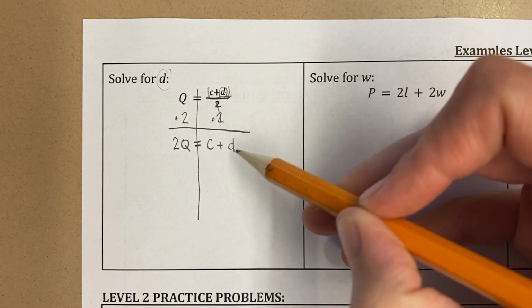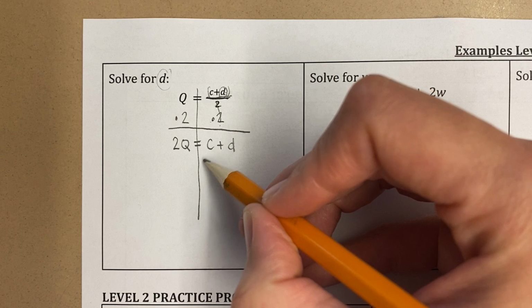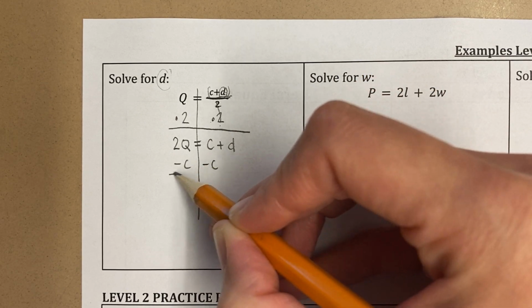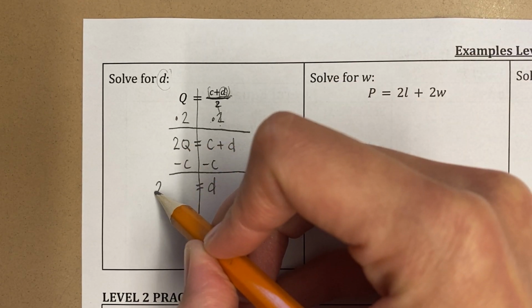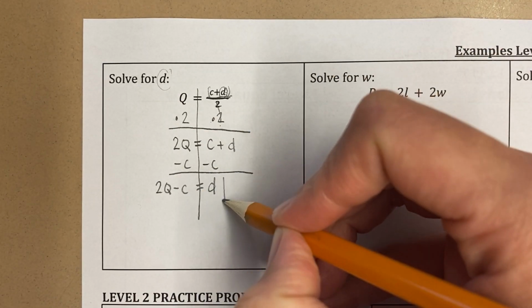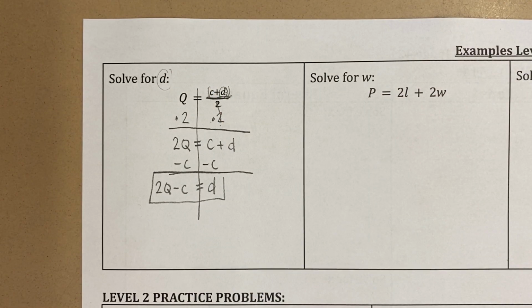Now remember, I'm trying to get d by itself. That is my goal. I'm leaving d here, and I'm getting rid of everything else. So I need to get rid of this c. This c is being added to d, so I'm going to subtract c. And so d equals 2q minus c. And that's my answer. D is by itself, therefore I solved for d.